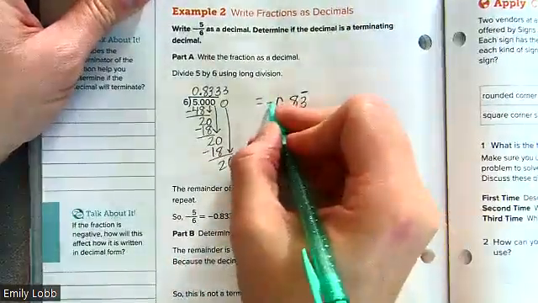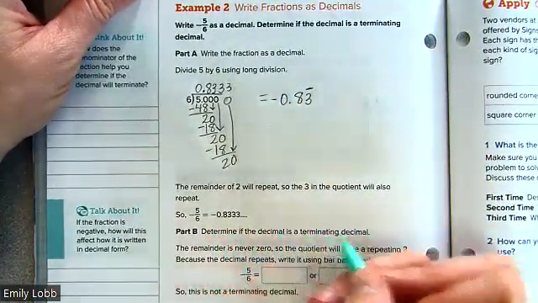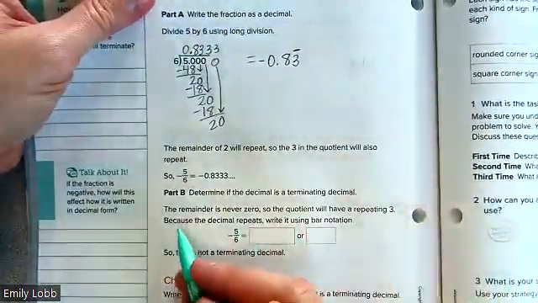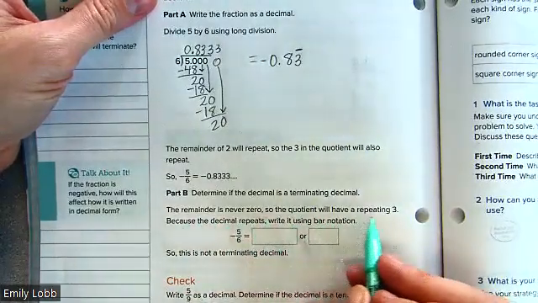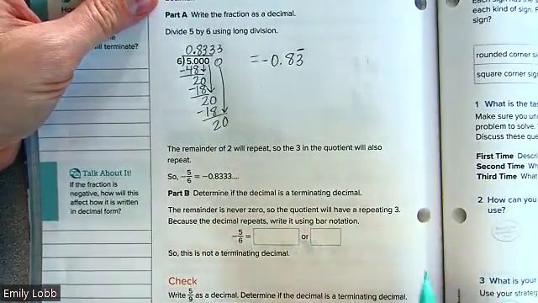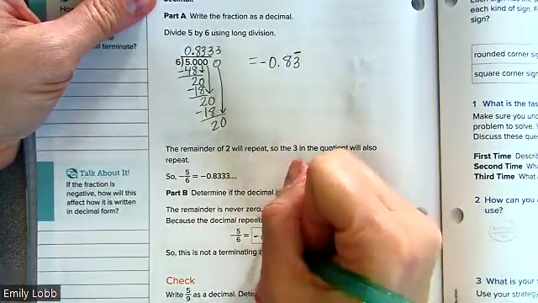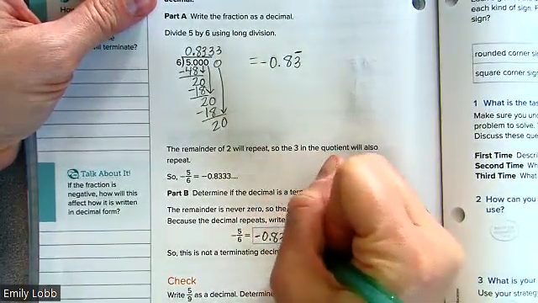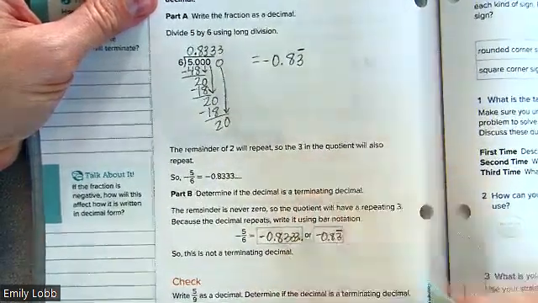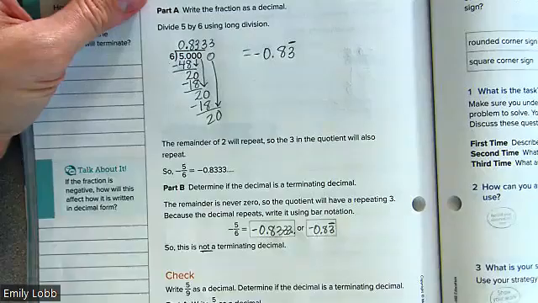So negative 5/6 is equal to negative 0.833333333. Determine if the decimal is a terminating decimal. The remainder is never 0, so the quotient will have a repeating 3. Because the decimal repeats, write it using bar notation. So they said negative 5/6 is equal to negative 0.8333... or negative 0.83 with the bar over the 3. This is not a terminating decimal.